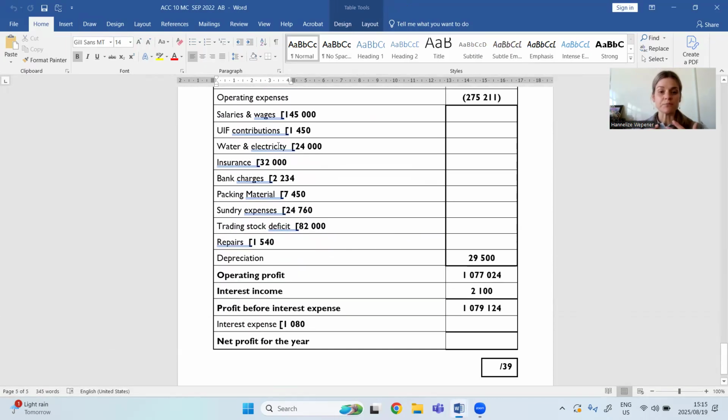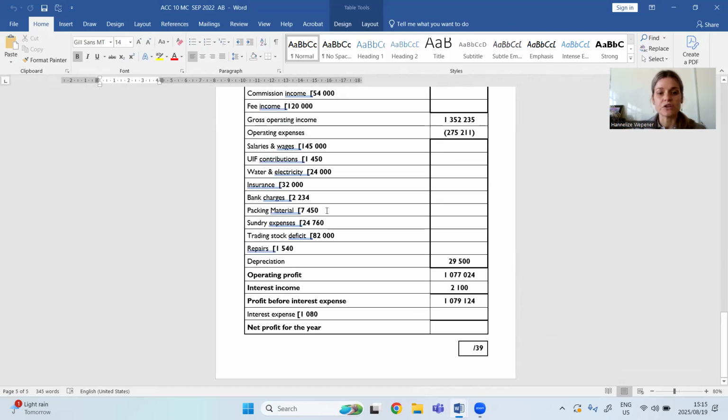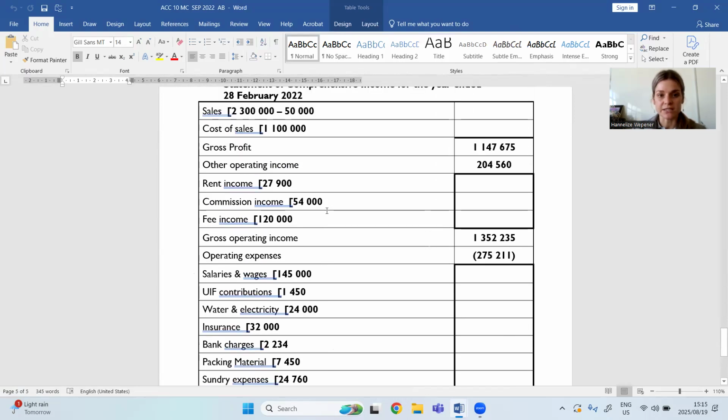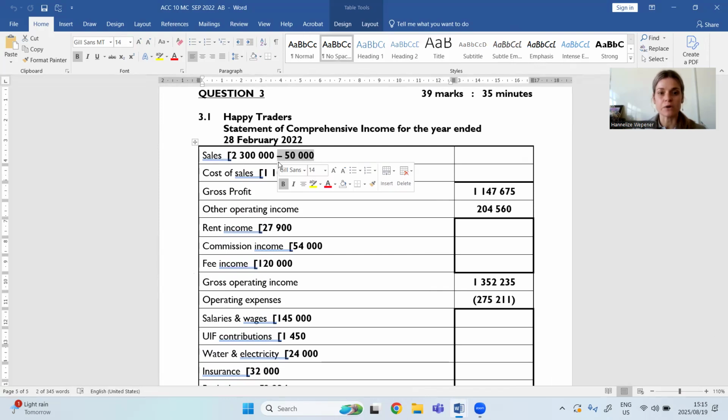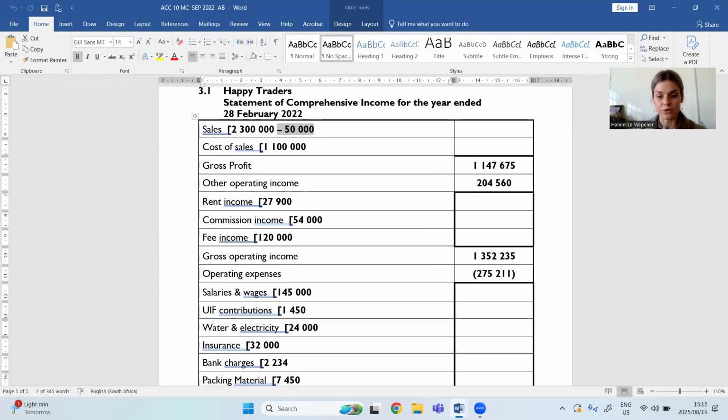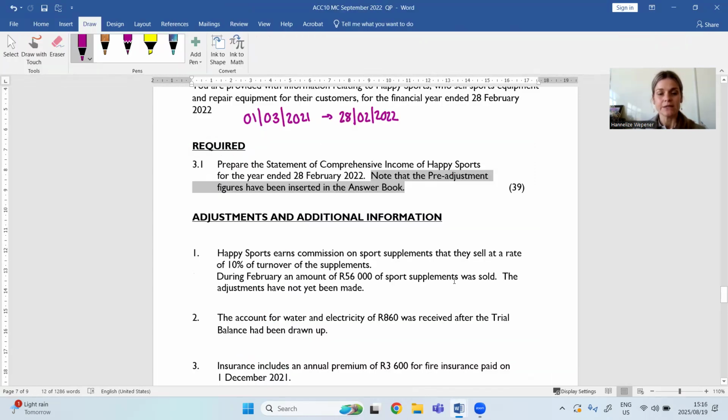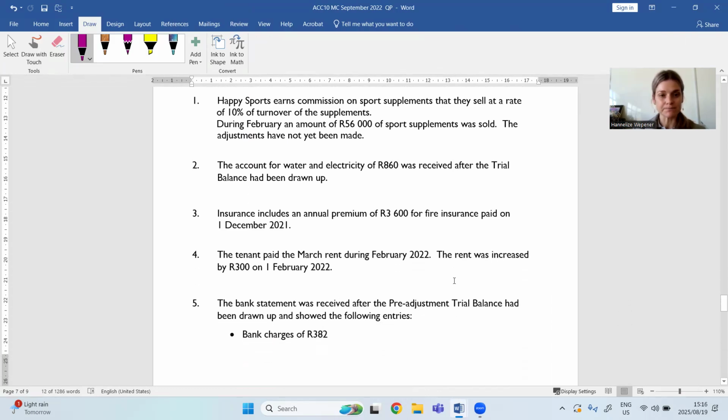So if we do not provide it within the answer book, then you must remember your first step when you are preparing your statement of comprehensive income is to start with the amounts as per the pre-adjustment trial balance. And then, very important, the easiest mark to get there is to remember that you must close off your debtors allowances to your sales. So in other words, subtract your debtors allowances from your sales figure as per your pre-adjustment trial balance. Right, then we move on to the adjustments.